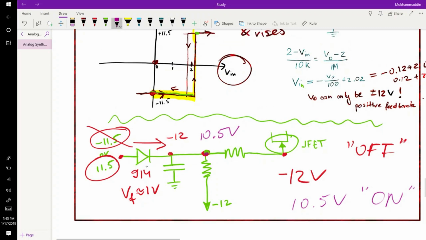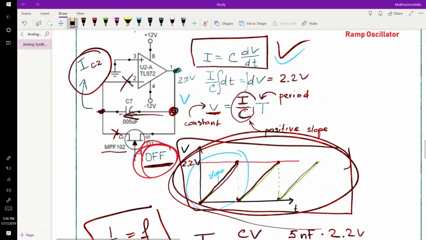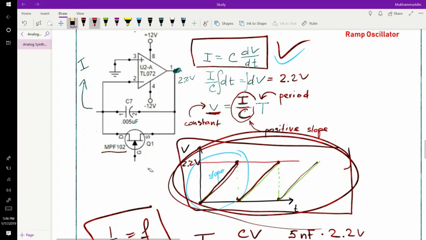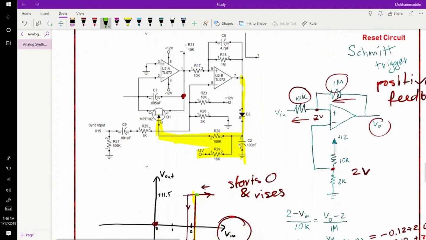And when our JFET is on, what happens? Your capacitor starts to discharge. So the voltage at this node is equal to the voltage at this node, and the voltage at this node is equal to the voltage at this node, which is ground. So the voltage at this node resets to 0. So this transition happens.